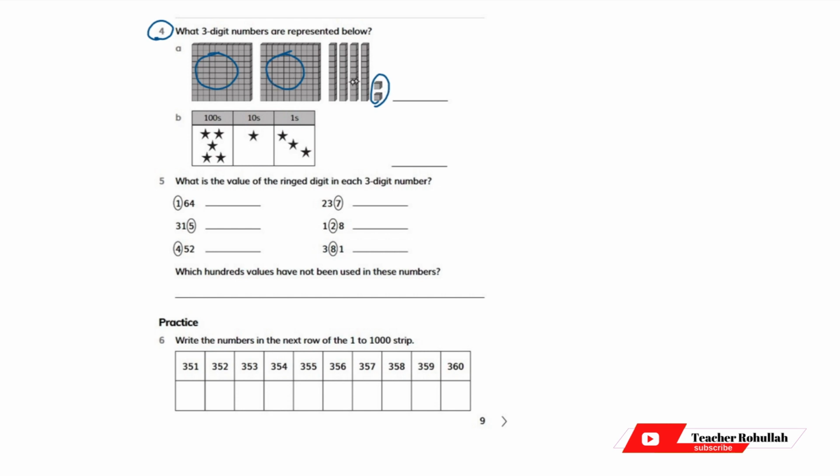How many hundreds block do we have? We have 2 hundreds block. So we will have a 2 in the hundreds place. How many tens block do we have? 1, 2, 3, 4. We have 4 tens block. So we will have a 4 in the tens place. How many units block do we have? We have 2 units block. So we have 2 in the units place. The 3-digit number, which is shown by these number blocks, is 242.